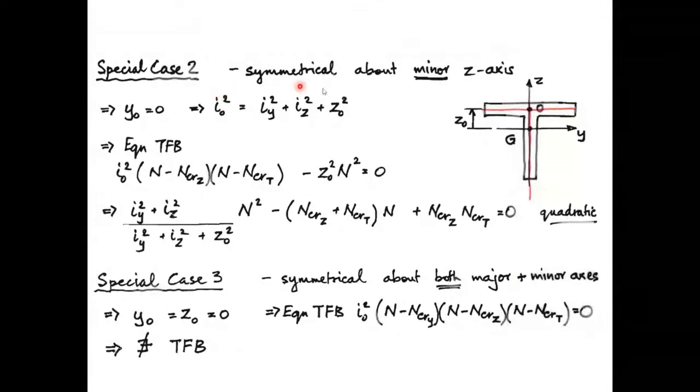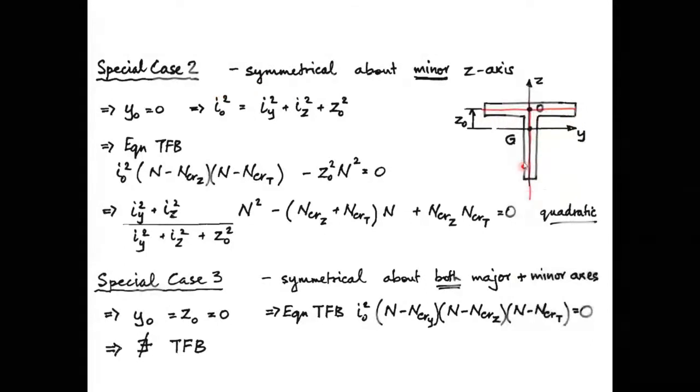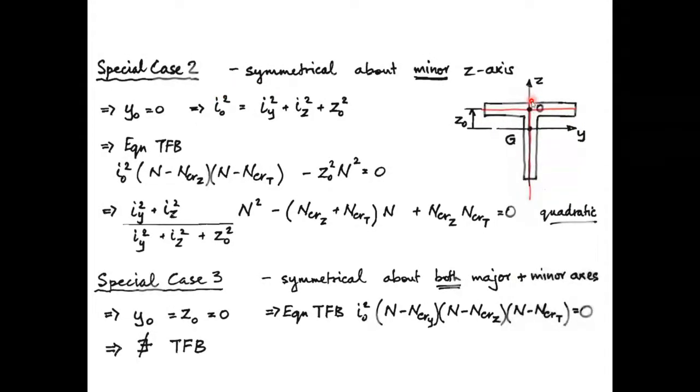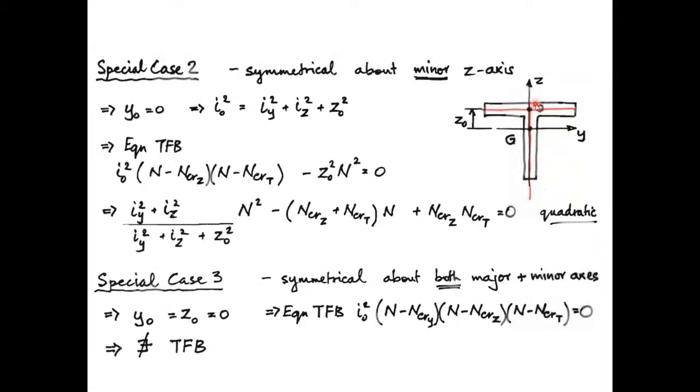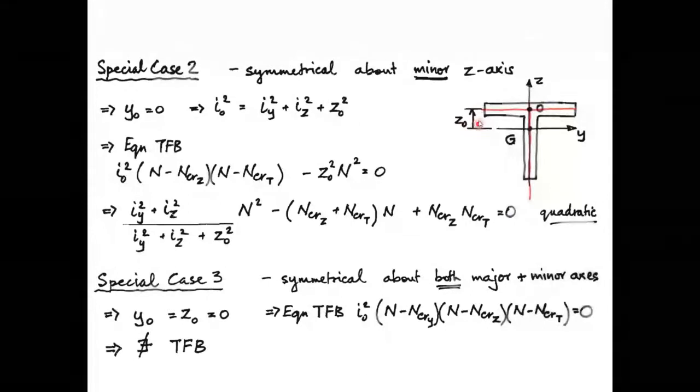Okay, so another special case. So in a T section, you have now got the symmetrical about the minor axis case in here. Okay, because we can see that O and G are in the same line about the minor axis. So in other words, y naught is equal to 0 in there. Because if I put a mirror along the z-axis, I can see that the left is the mirror of the right. So therefore, y naught is equal to 0, and z naught is equal to this distance here.